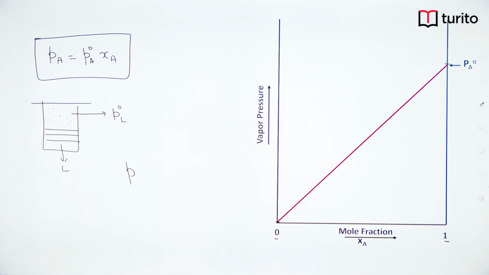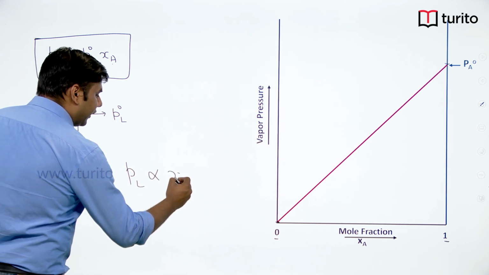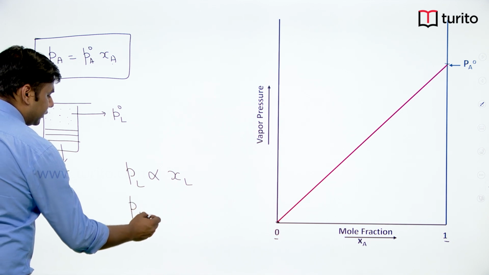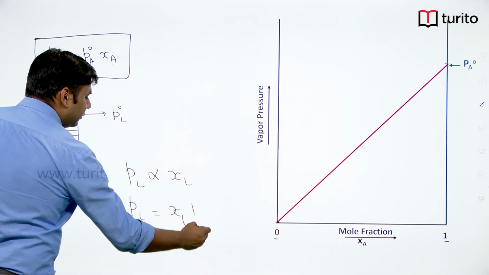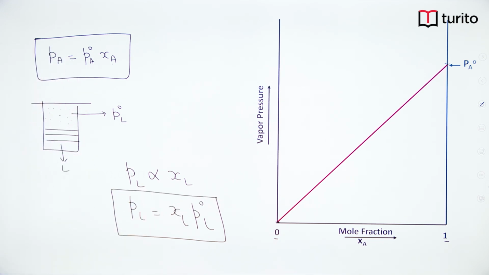So the vapor pressure exerted by the liquid L over the solution would be proportional to the mole fraction of L in the liquid state. So I will say that PL is equal to XL into P naught L. This is basically your Raoult's law. Hope this is clear to everyone.